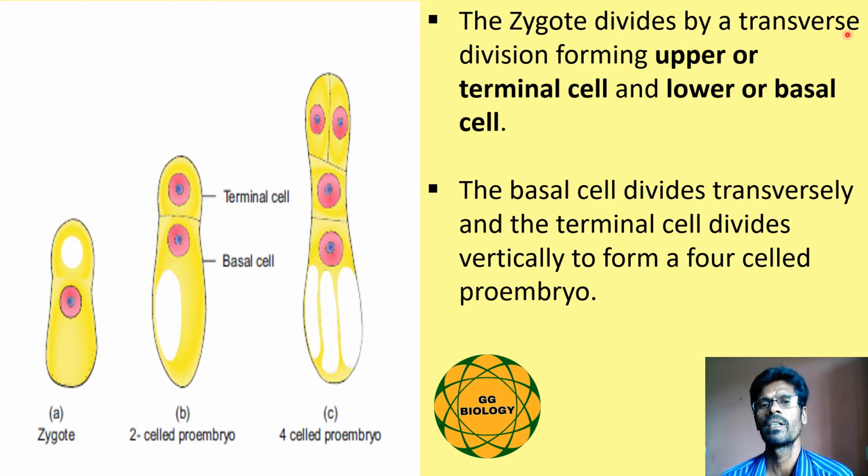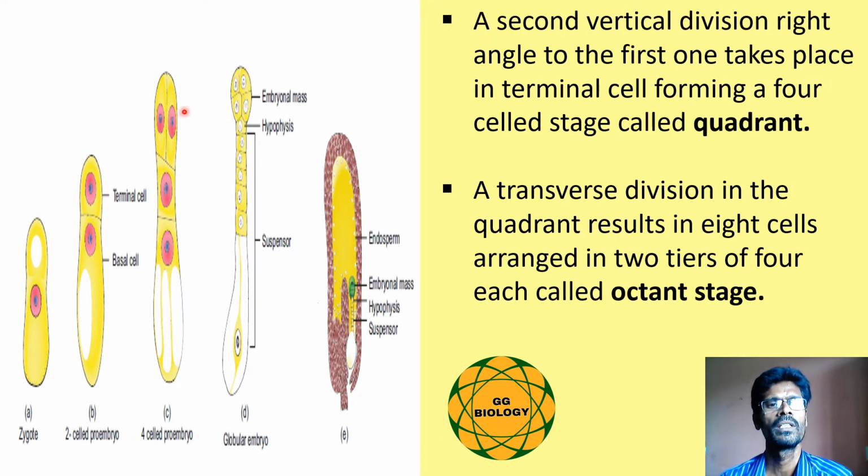So the zygote divides by transverse division, forming the upper or terminal cell and the lower or basal cell. The basal cell divides transversely and the terminal cell divides vertically to form a 4-celled proembryo. The second cell division of the terminal cells also occurs vertically but at right angles to the previous one, thus forming 4 cells. At this juncture the stage is known as the quadrant. The third cell division in the terminal cells is transverse, thereby converting the 4 cells into an 8-cell stage. The 8 cells are arranged in 2 tiers, 4 in each.